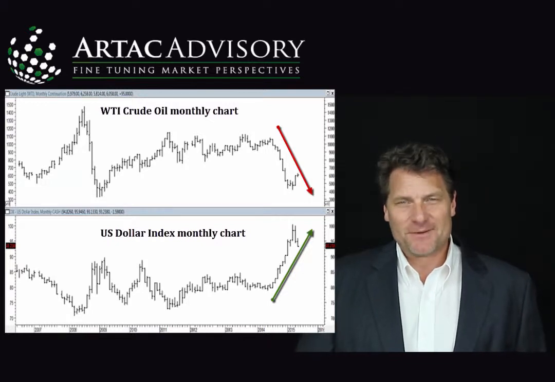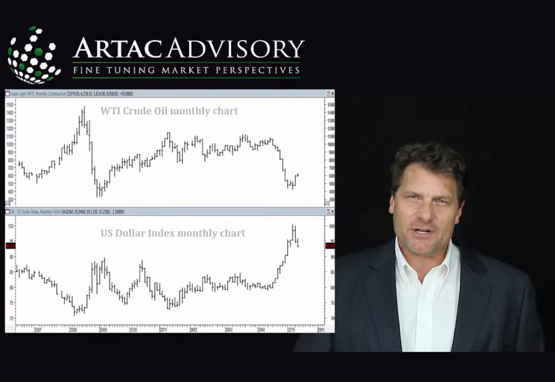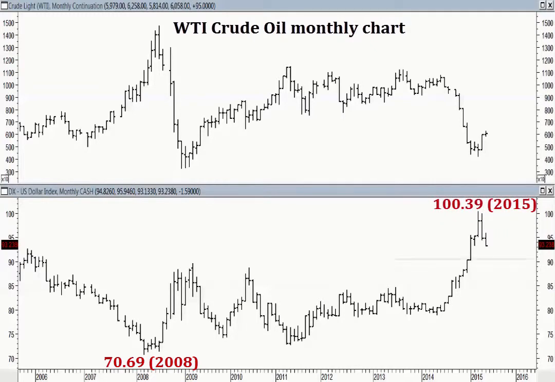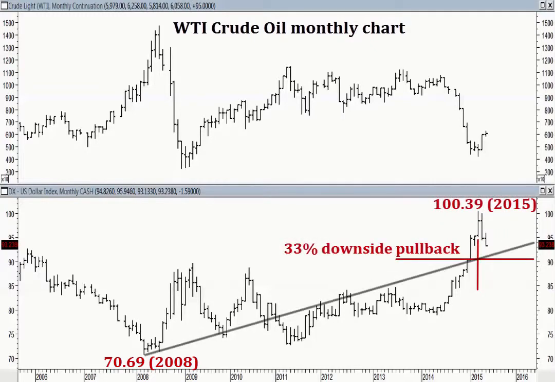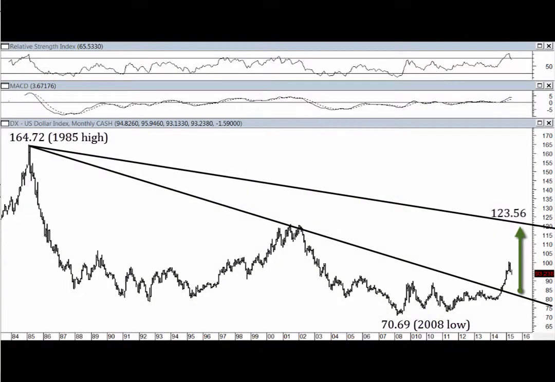I'm glad you asked. Once again, speedline analysis can provide an effective indication. With regard to the US dollar index, the more recent chart extremes are the 2008 low at 70.69 and the March 2015 high of 100.39. The ascending 1/3 speed line, currently at 90.97 for the month of May, can contain selling through the balance of the year, above which a bullish dynamic continues into 2016. That 123.56 target I mentioned earlier remaining a technical reality into later decade.